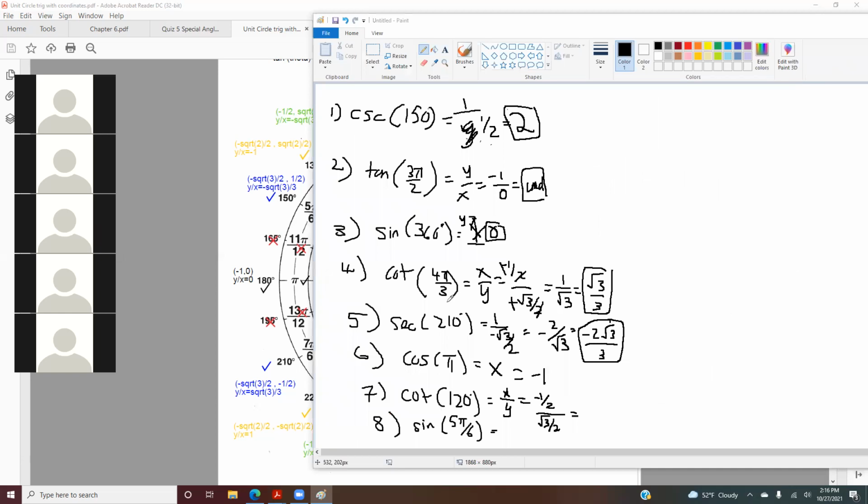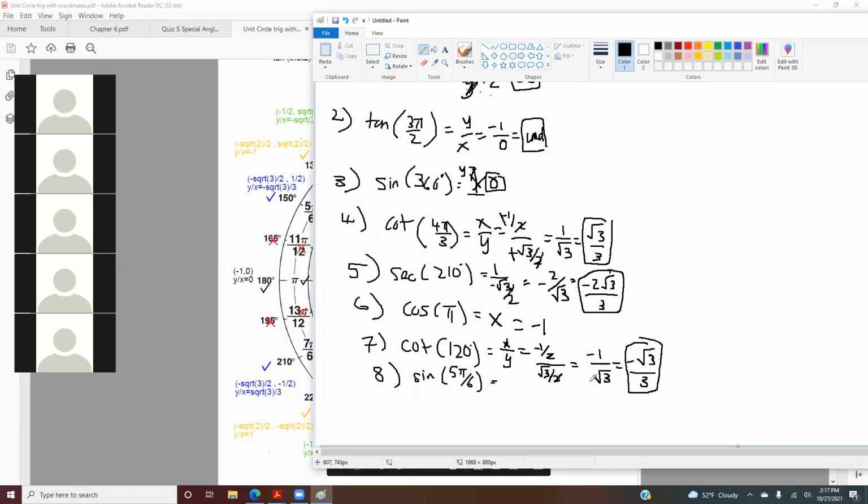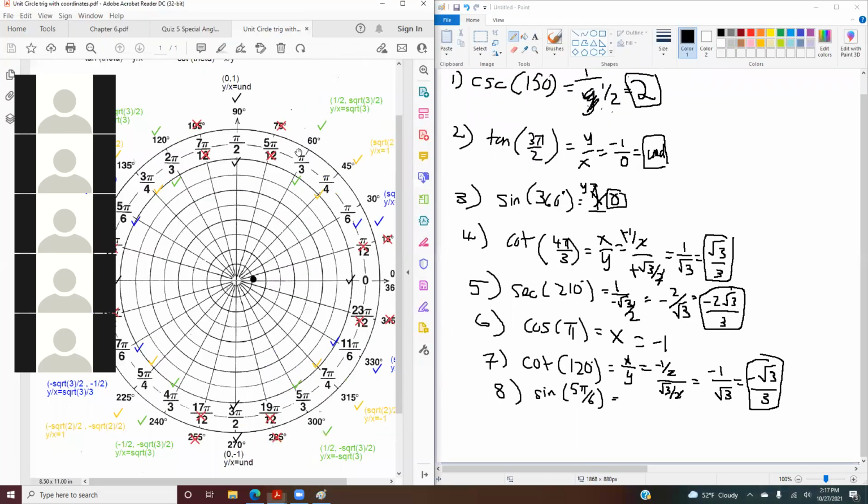Anyone know how to simplify this quite complex fraction? What happens to your 2? Get rid of them. So we still have a -1 over √3. Anyone know how to rationalize this? -1 square root 3 over 3. So it's -√3/3. You can throw the 1 away, or you can put it down there if it's fine with you. You guys all right? Number 8, Avery, can you do what is sine 5 pi over 6?